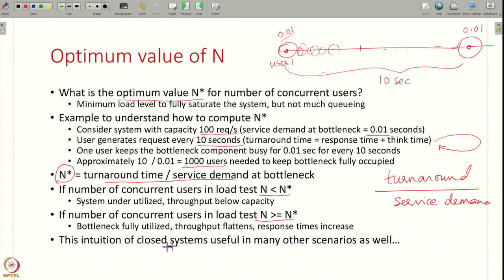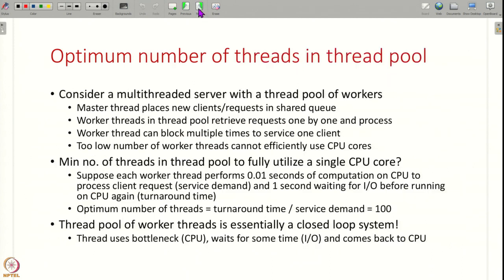So, this intuition about closed systems, seeing how to calculate the optimum number of users to keep the bottleneck busy, is actually very powerful and it can be used in many other scenarios. I will give you a couple of examples.